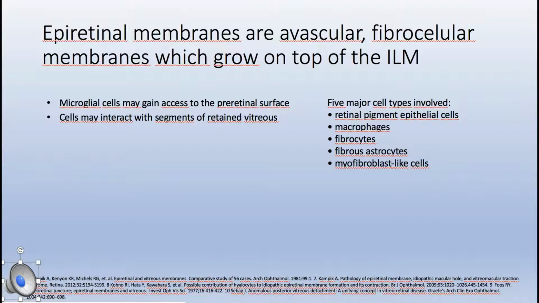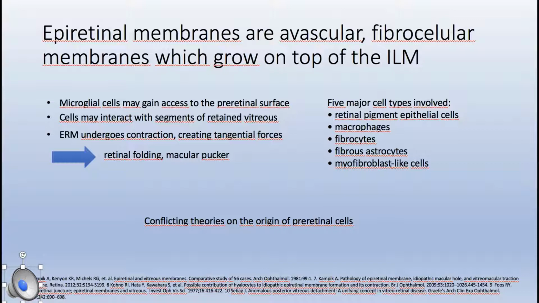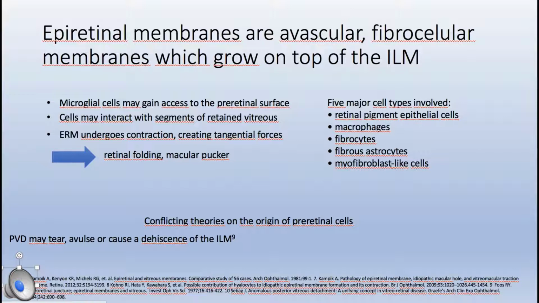Once this process is started, epiretinal membranes may undergo contraction, creating tangential forces, which clinically result in retinal folding and macular puckers. There are conflicting theories on the origin of preretinal cells. It has been suggested that a posterior vitreal detachment may tear, avulse, or cause a dehiscence of the internal limiting membrane.